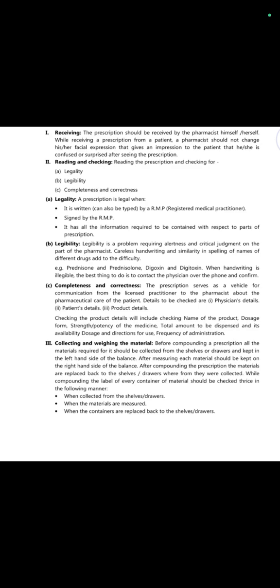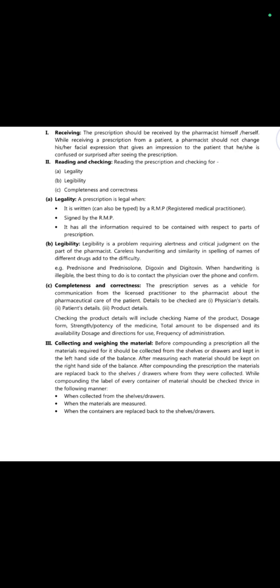Completeness and correctness. The prescription serves as a vehicle for communication from the licensed practitioner to the pharmacist about the pharmaceutical care of the patient. Details to be checked are physician's details, patient's details, and product details. Checking the product details will include checking the name of the product, dosage form, strength or potency of the medicine, total amount to be dispensed and its availability, dosage and directions for use, and frequency of administration.